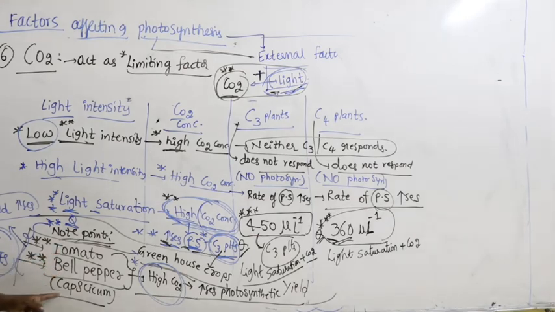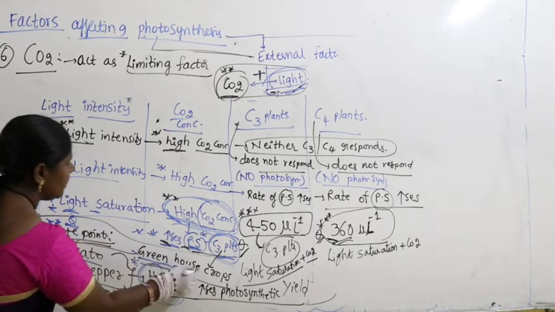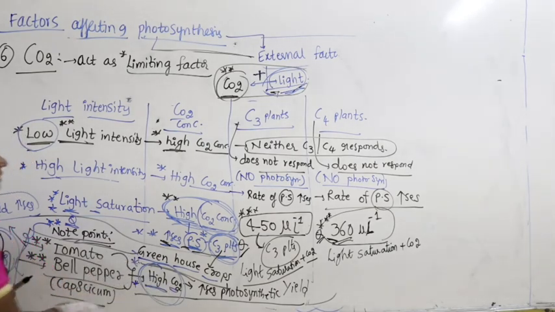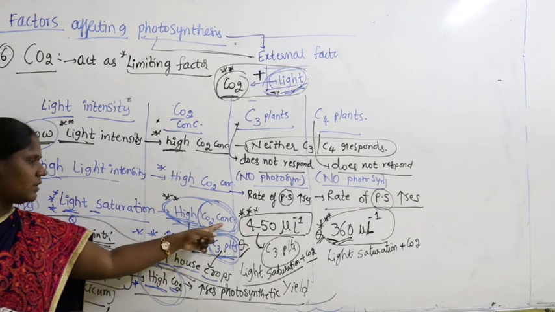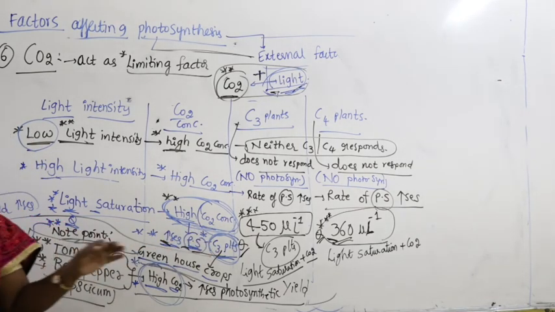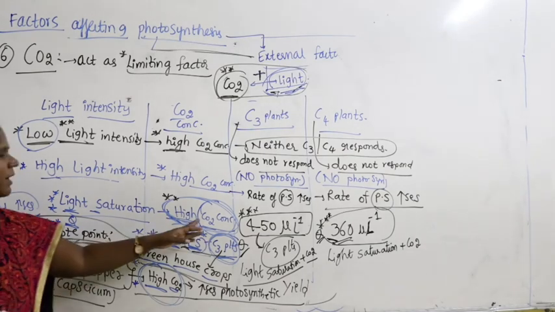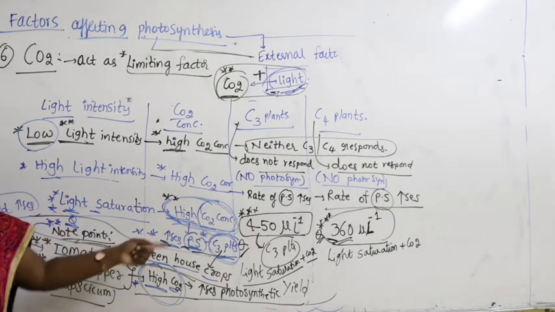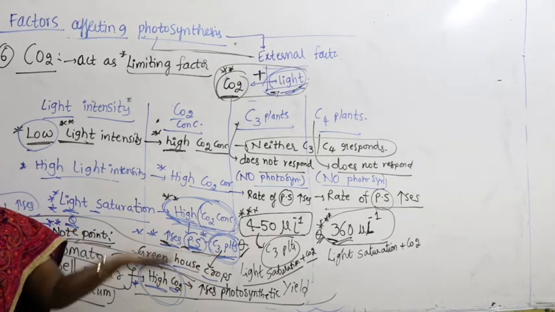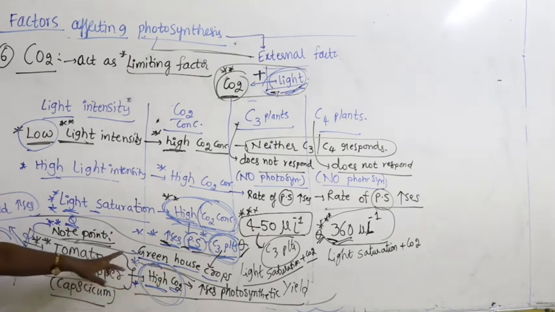Now tomato and bell pepper are generally cultivated as greenhouse crops. In this surrounding, generally people will provide high carbon dioxide concentration. Why do they maintain high carbon dioxide concentration? Because high carbon dioxide concentration increases photosynthesis, and that too in case of C3 plants. So, whenever carbon dioxide concentration is high in the surrounding environment, in C3 plants the rate of photosynthesis increases drastically. They have done experiments taking greenhouse crops of C3 plants.